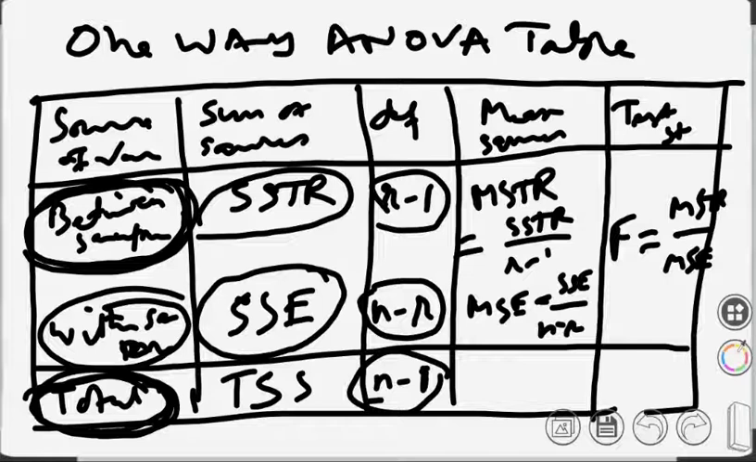Sir, F equal to what did you say? F equal to MSTR divided by MSE. F equals MSTR by MSE. Okay, we have finished this.